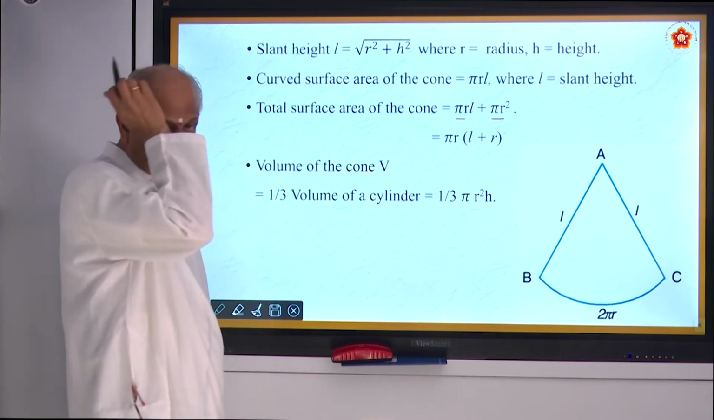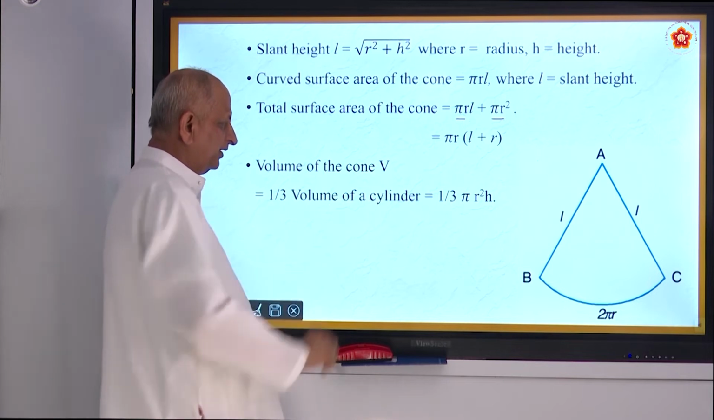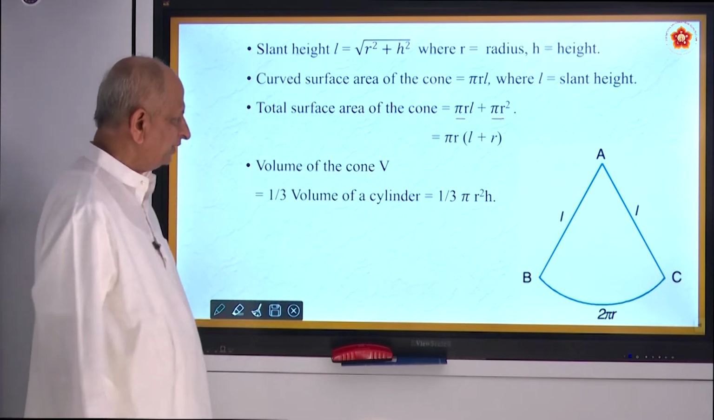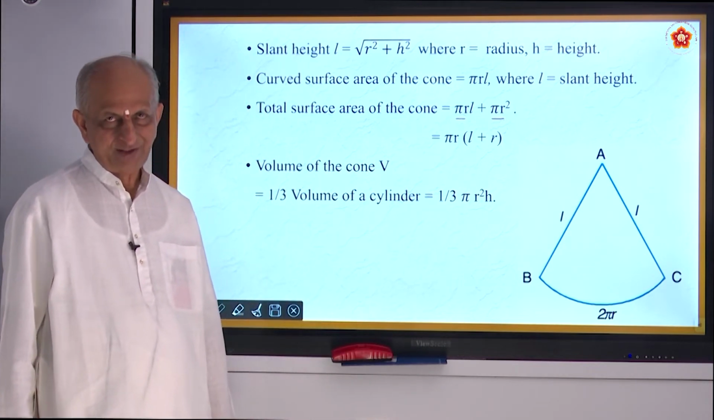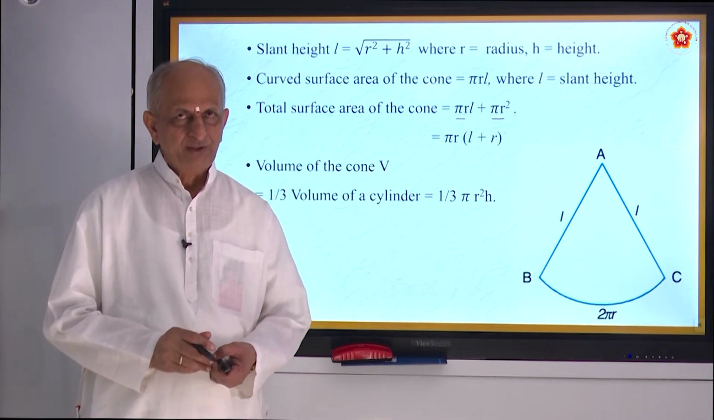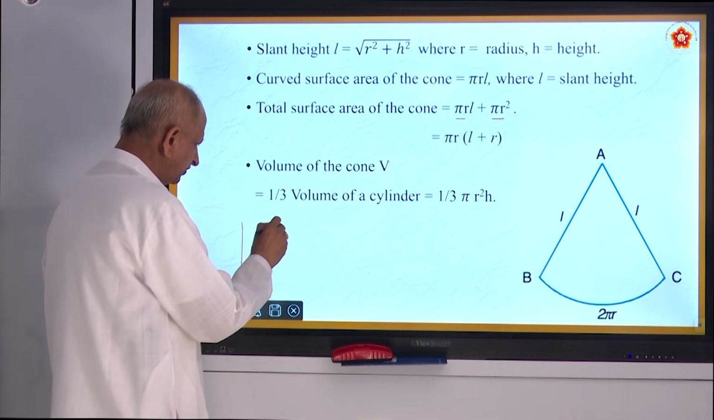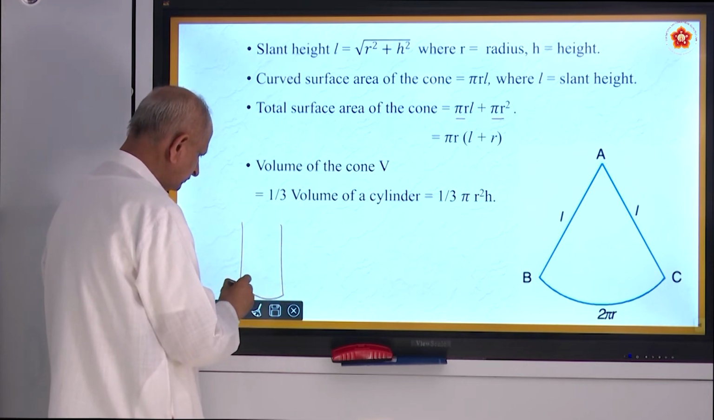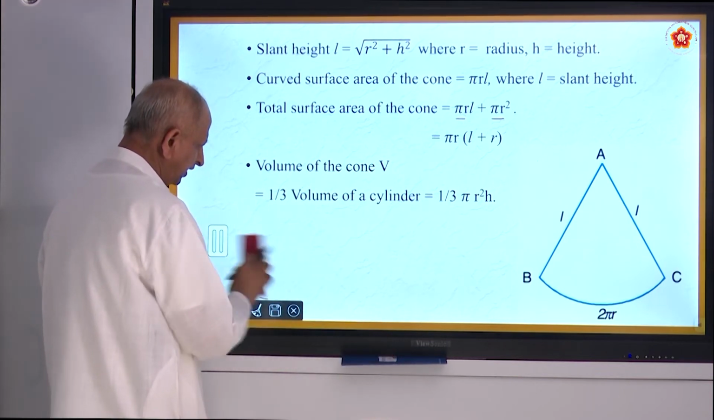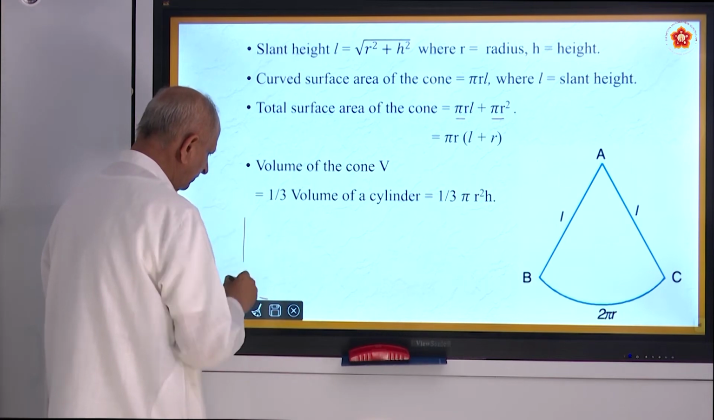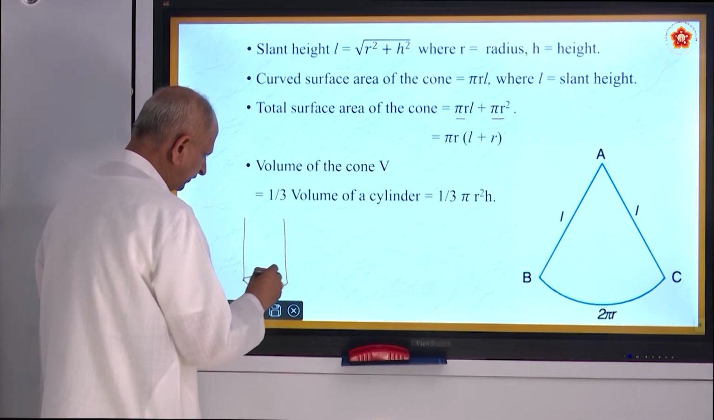Coming to volume of the cone, V is equal to 1/3 the volume of the cylinder. That is 1/3 pi r square h. We know the volume of cylinder. You can do an experiment. Take one cylinder, say of radius 3 centimeters, fill it with sand. A cylinder is taken of a suitable radius. You can do it with cardboard. It is an activity.